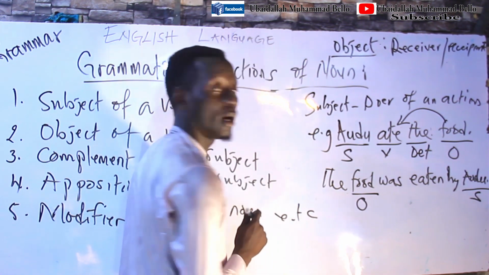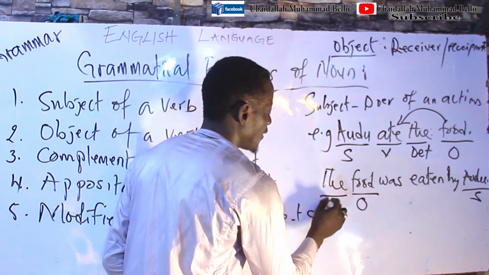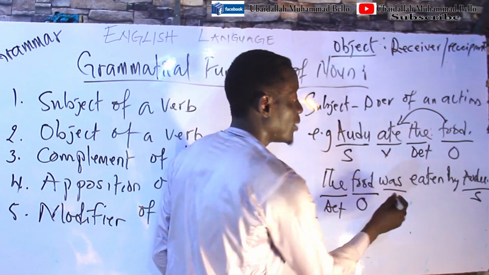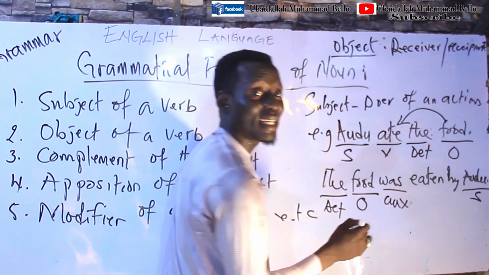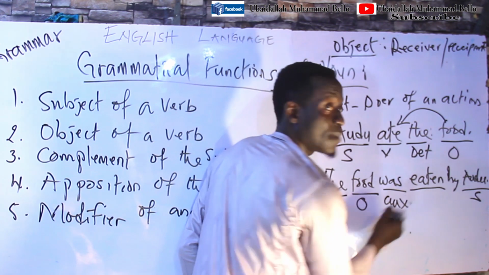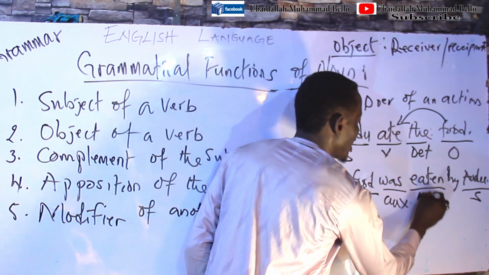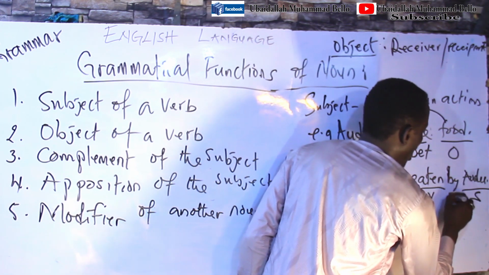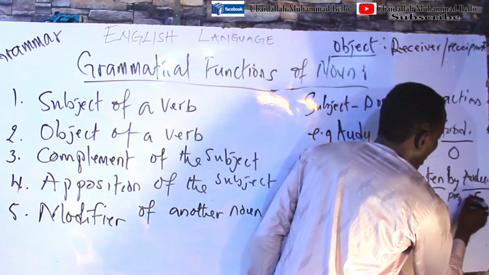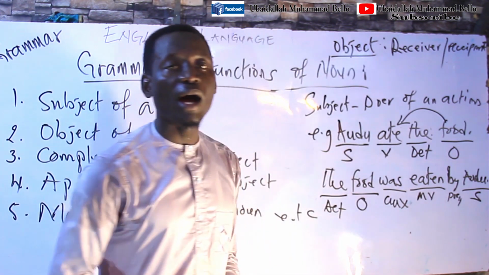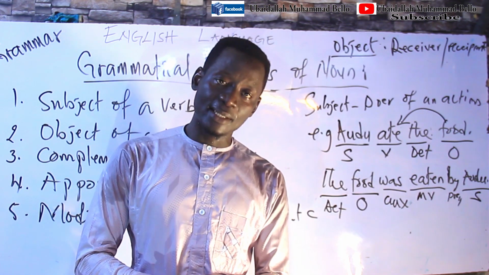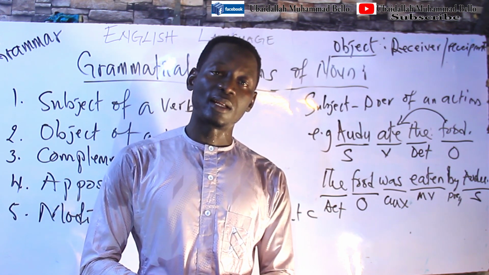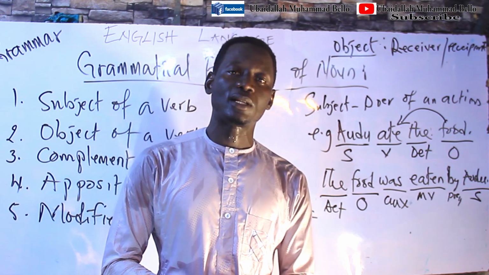Object of the sentence. Here we have still the determiner. Here we have verb, but auxiliary because it is helping the main verb, and the main verb here is eating, and by here is our preposition, and Audu still remains our subject of the sentence. With this, we understand another function of a noun as object of the verb.